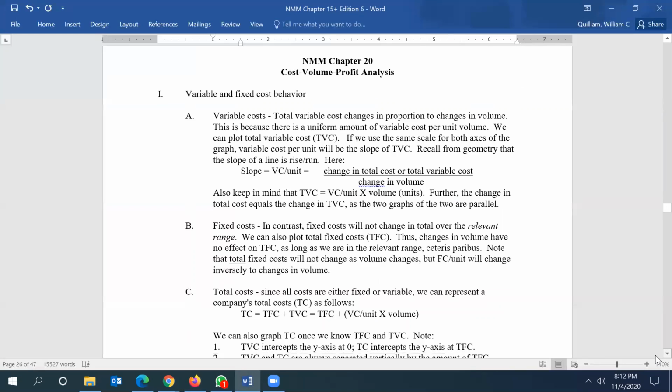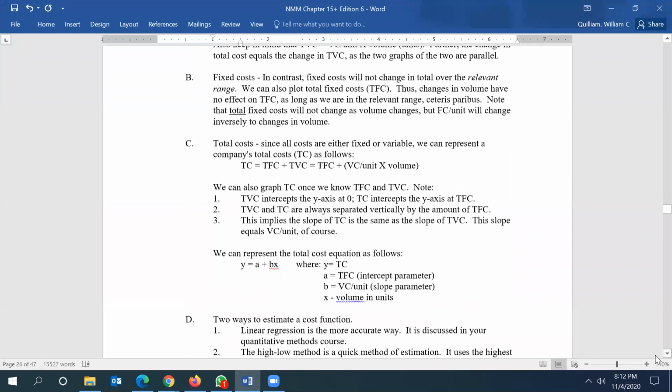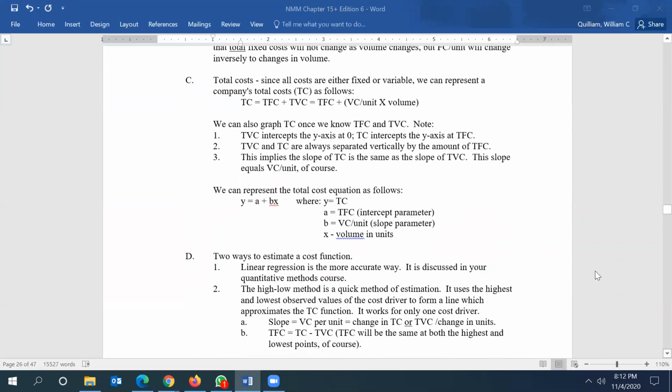Now, the term total cost. Well, since all costs are either fixed or variable, we can represent a company's total cost as follows. Total cost will equal total fixed plus total variable. Or if we expand total variable, total cost equals total fixed plus variable cost per unit times volume. And we can always graph total cost once we know total fixed and total variable.